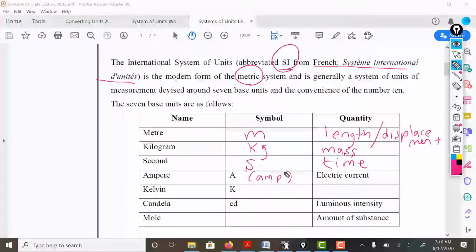The Kelvin, K, is a measurement of temperature. And we sometimes use Celsius as well, capital C, degrees Celsius. The candela, cd, is luminous intensity. And finally, the mole. You're never going to guess this abbreviation: mol. That's the amount of substance. You will heavily refer to the mole in chemistry.